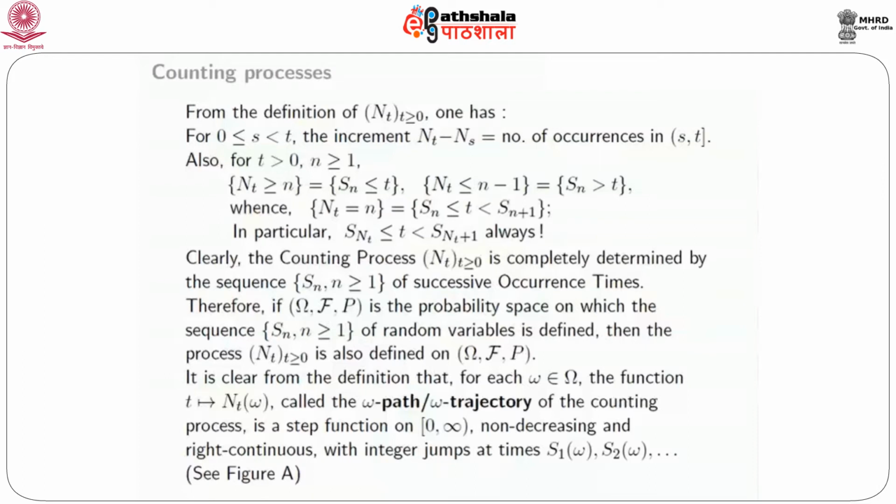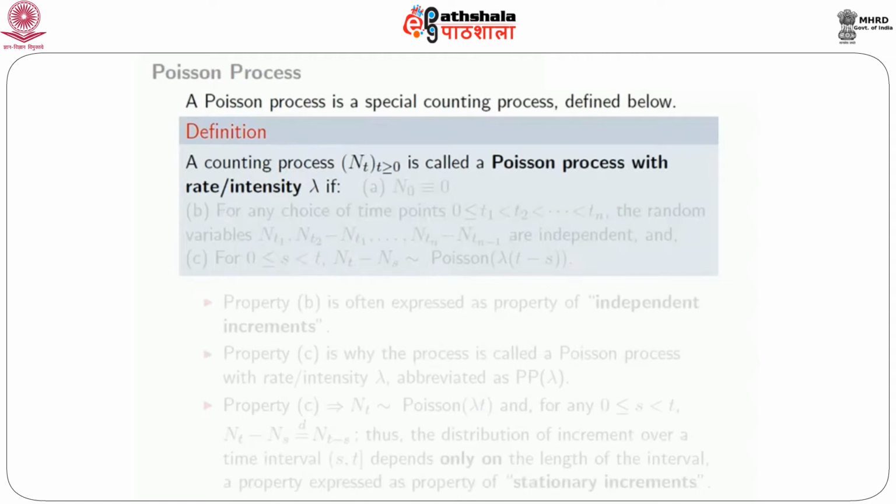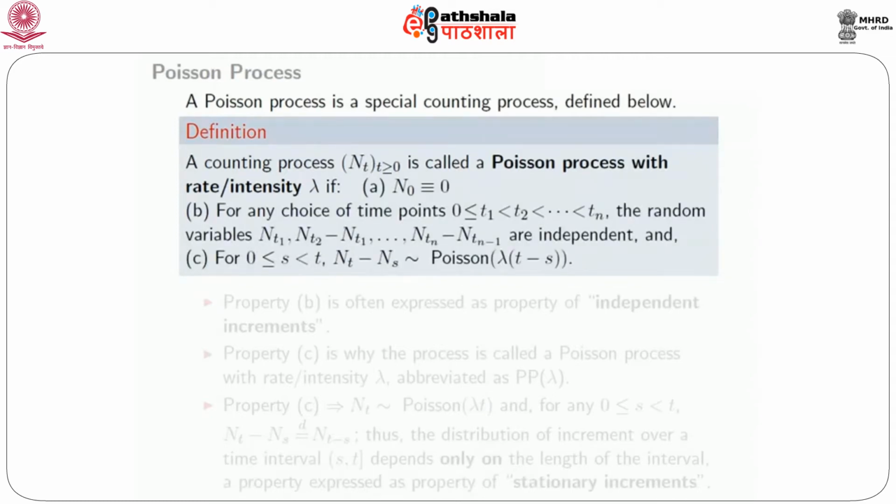Now it's clear from the definition that for each ω in Ω, look at the function t going to Nt(ω), with ω fixed. So this is a function on 0 to infinity. This is often called the ω path or ω trajectory of the counting process. It's going to be a step function on 0 to infinity, non-decreasing and right continuous with integer jumps at these times S1(ω), S2(ω), etc. This is illustrated in this picture. So you see that this is a typical trajectory of the counting process. At time points S1, S2, S3, there are jumps. Between these, the trajectory remains constant. So it is a step function. Now I come to the very special counting process, namely the Poisson process.